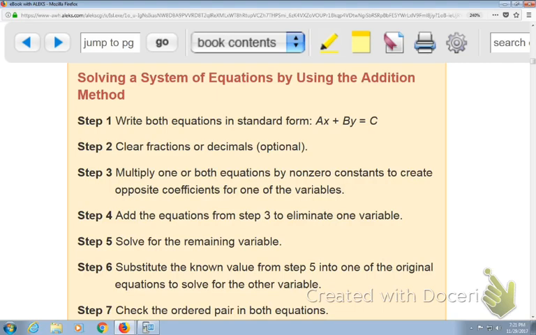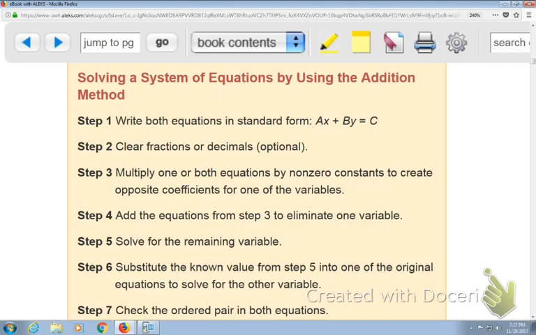So to solve by the addition method, make sure they're both in that standard form of ax plus by equals c. You can clear the fractions, that's optional, but not a bad idea. But most importantly, on step 3, we're going to multiply one or both of the equations in order to create opposite coefficients for one of the variables.